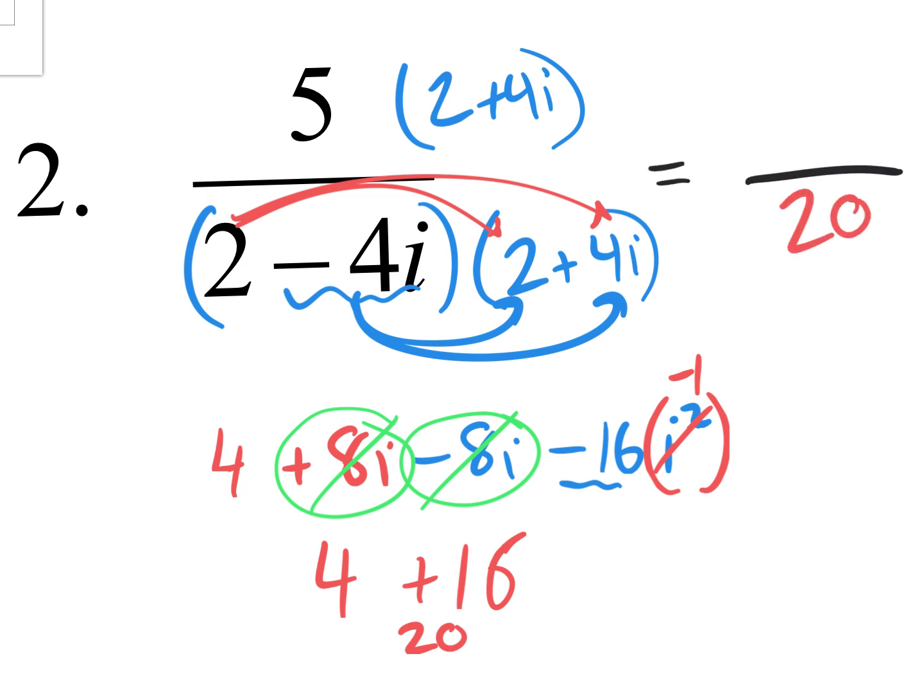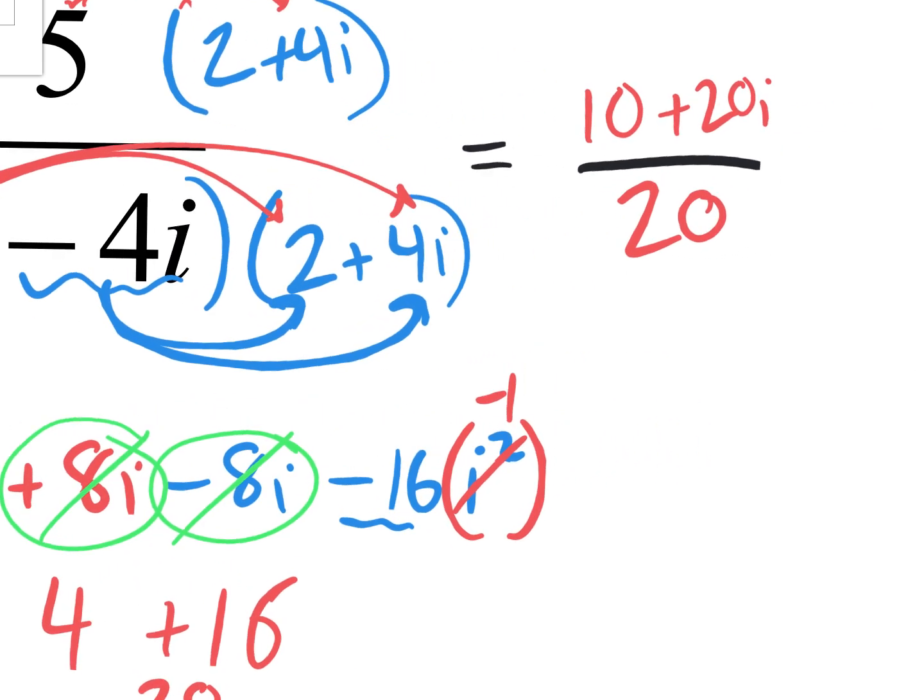I mean, once you get used to it, it's not challenging. Let's distribute on the top. On the top, we have 5 times 2, that's 10. 5 times 4i, that's 20i. And to write my answer as best I can, we're going to separate the real part from the imaginary part. So I simply take that division of 20 and put it on the 10 and on the 20. Okay, so we're going to say 10 over 20 plus 20 over 20 with an i at the end.